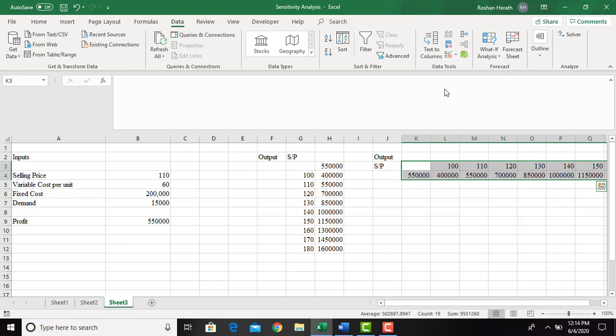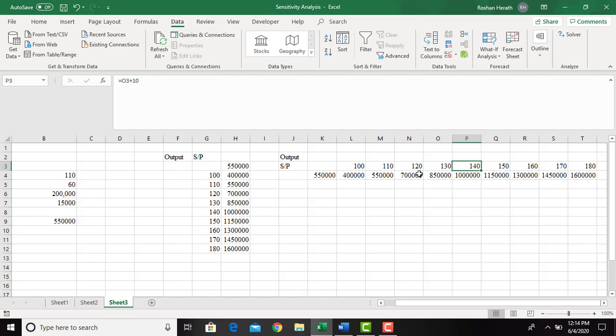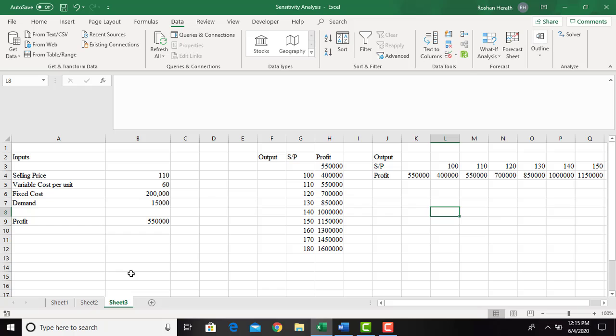Say okay. Still the same output comes but in a different format. So likewise, you can arrange the things the way you desire. The good thing is that for different price levels, you can see what the corresponding profit must be. So this is also your profit. Now you know you can do the things the way you want. That's how the one-way data table works.